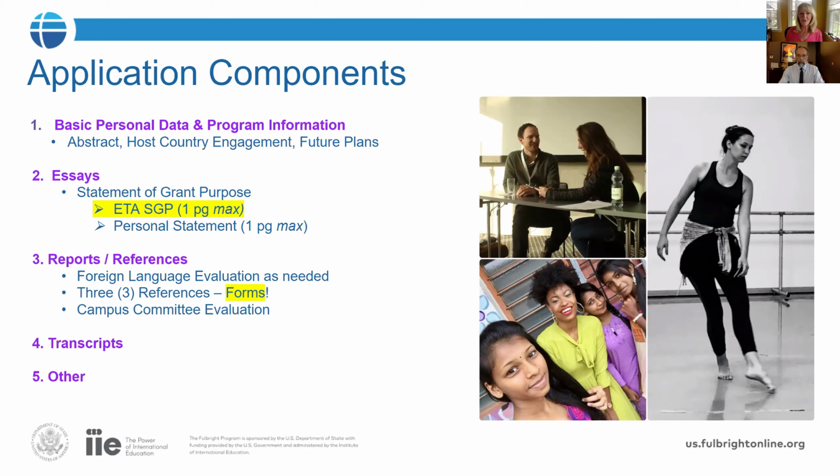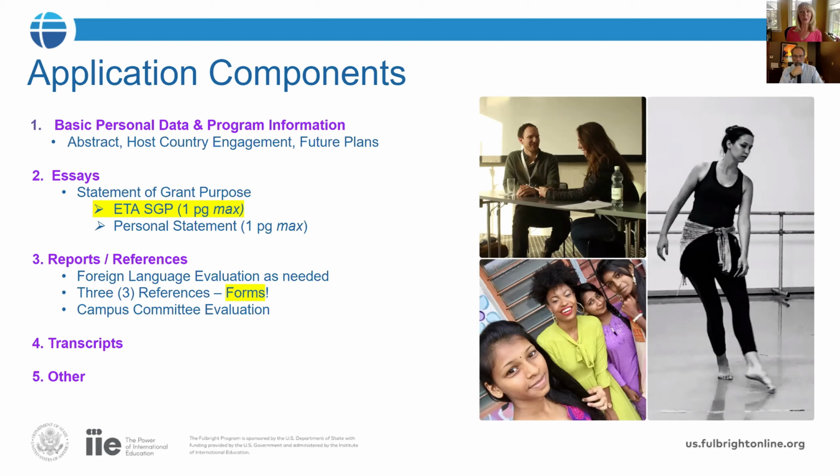There are 3 references that you need for this application. And one delightful thing to many reference writers is that for this application, for the ETA application only among the Fulbright suite, it's a form, not a letter. So it's not the same kind of letter a faculty member would write to send to a graduate school admissions office. Rather, it's a form that asks very specific questions that has to do with how you're equipped to teach.